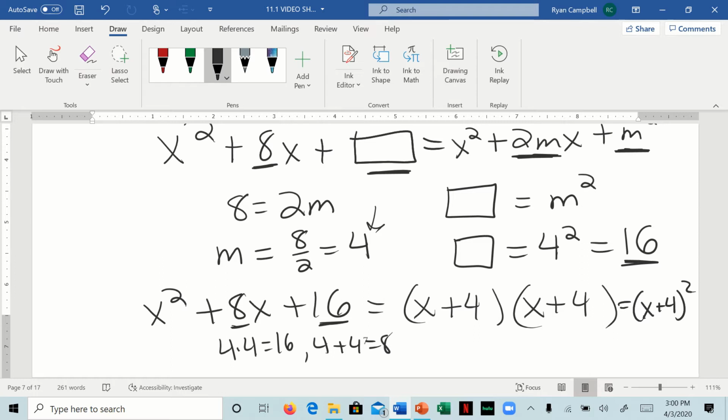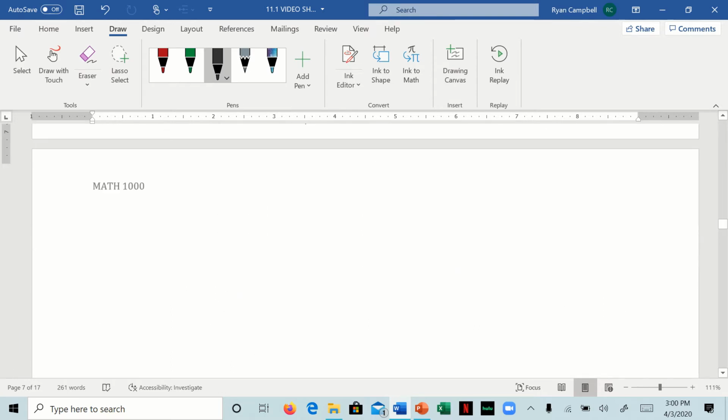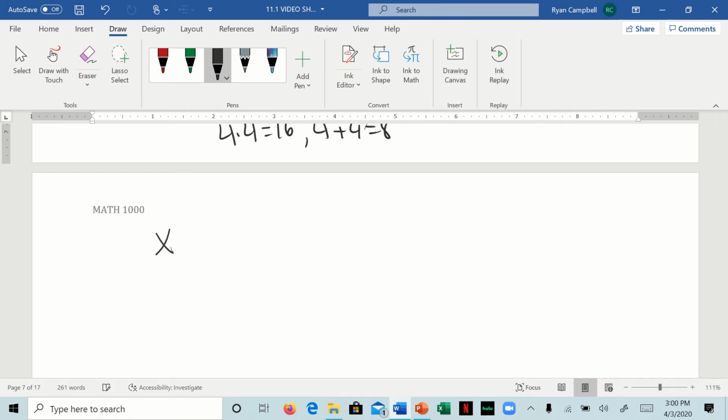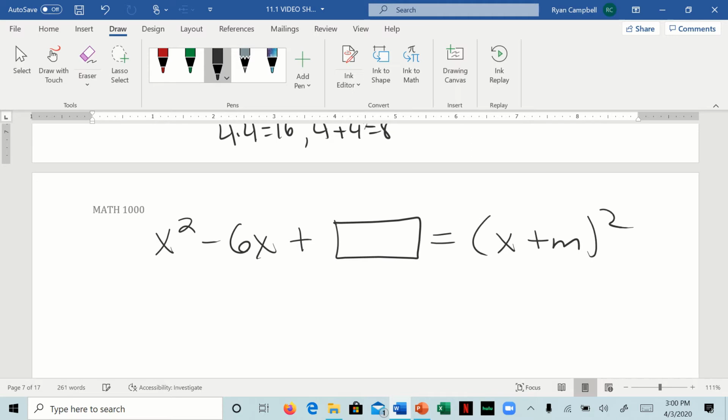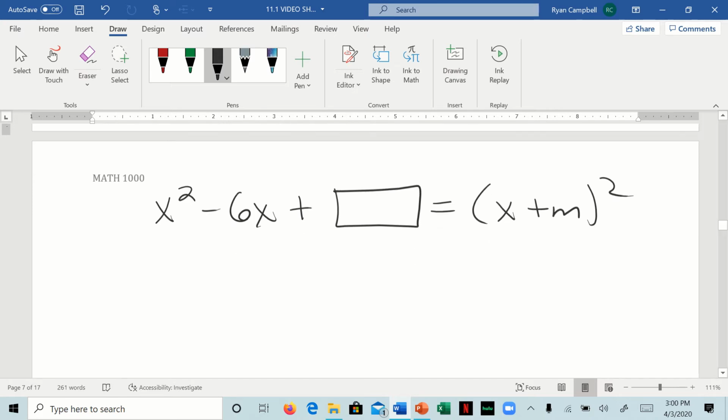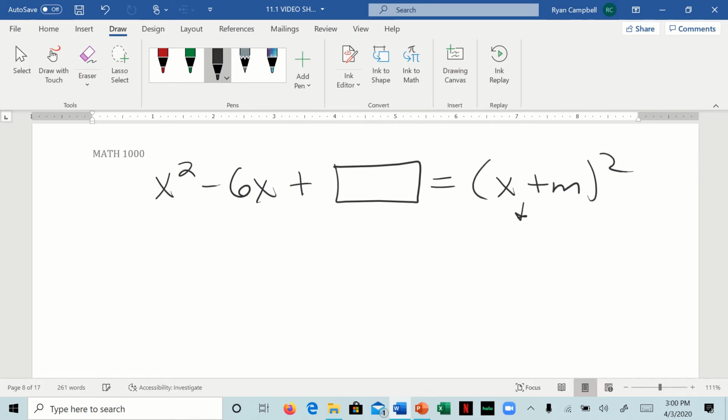All right, so let's do another one. So now let's try x squared minus 6x, right? What do we have to add to get us x plus something squared? What do we have to add to get a perfect square? So when we factor it out, we end up with some perfect square, so we can use the square root property. Well, again, if we do the right side, that's x plus m times x plus m.